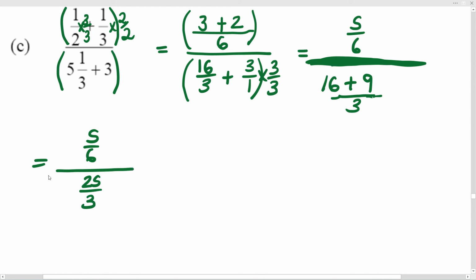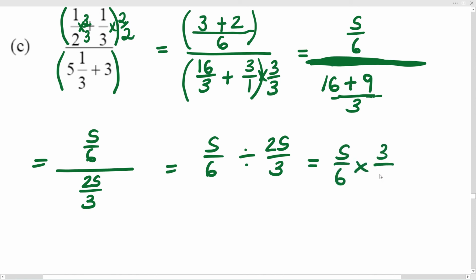Well, remember that a fraction line is a divide line. So I'm going to tip and times. This is actually, I'll add in an extra step which is unnecessary. This is actually 5 over 6 divided by 25 over 3. But you can go straight to this step, which is 5 over 6 times 3 over 25.